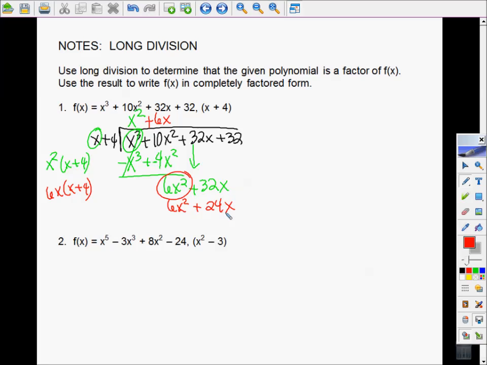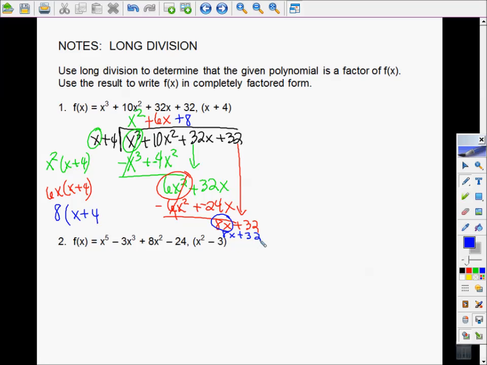Again, I'm subtracting. So subtract, subtract. What's 32x minus 24x? I get 8x. Bring down my next one. Now I'm going to look at this leading term. So how can I make x into 8x? It's going to times 8, so I need to add that 8 on. So now I have 8 times x plus 4, and I'm going to end up with 8x plus 32.